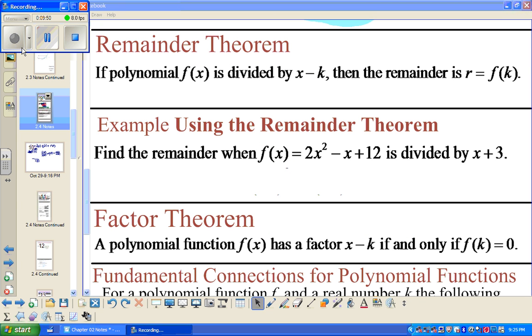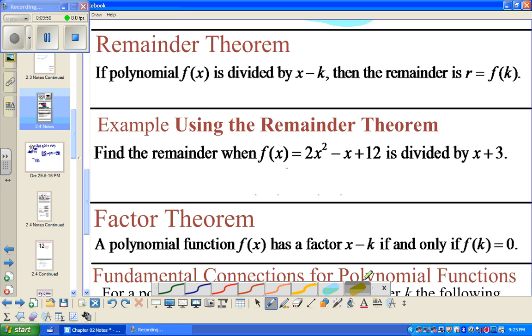I'll throw in a couple of theorems here as well. They're pretty quick here. The remainder theorem is simply if your polynomial f of x is divided by some binomial x minus k, then the remainder is going to be f of k. What does that mean? That means if you plug in k into f of x, the number that you get back out will be the remainder that you get when you divide by x minus k.